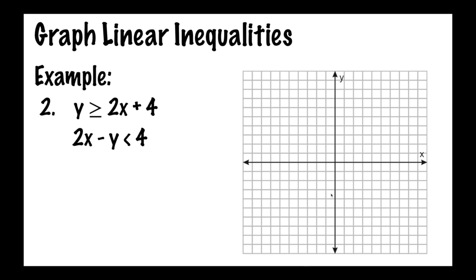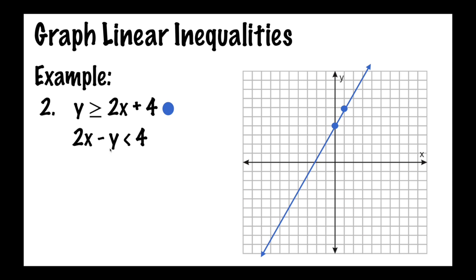Example 2, we do the same thing. So for my top line, I'm going to start at +4, and my slope is +2. So up 2 and over 1 is going to put me right around here. And then I can make that line. That's going to be a solid line because it is equal to. We'll come back to the shading in a few minutes.